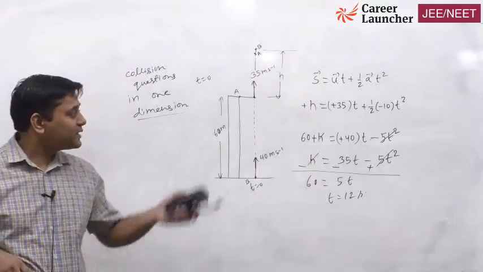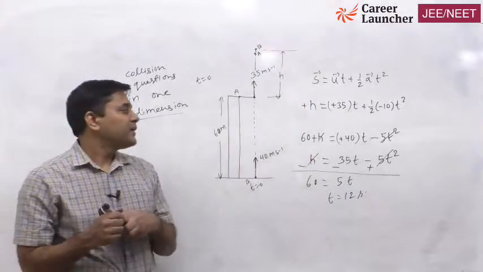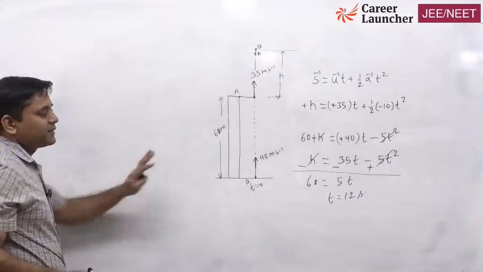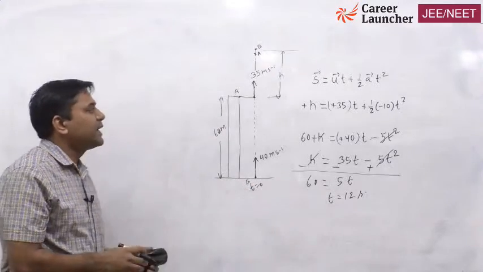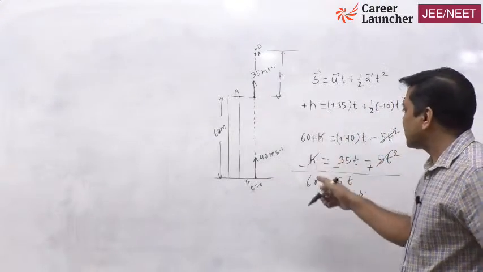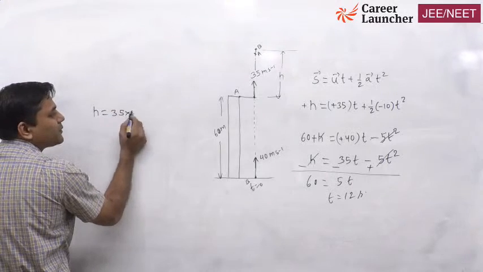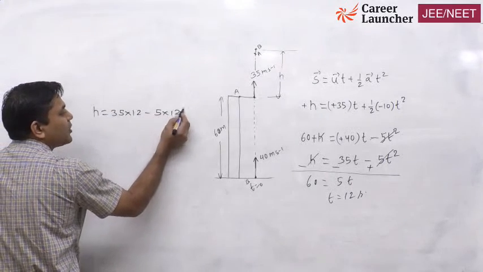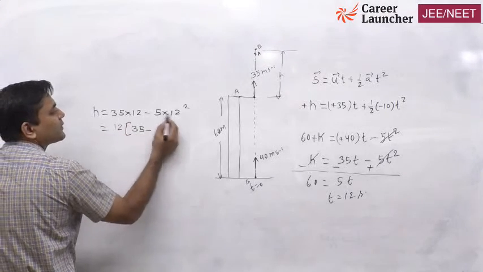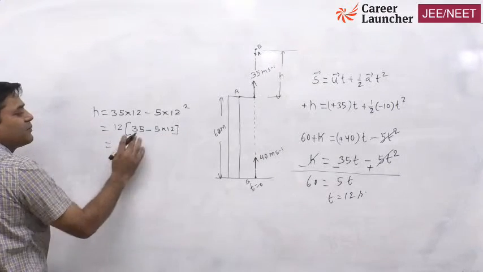And later we'll come to know that this kind of question can be solved mentally. But let me write everything initially. So here, if collision is at t equal to 12 seconds, and if you substitute this value 12 over here, you can see that H is coming out to be 35 into 12 minus 5 into 12 the whole square. 12 I am taking common. 60, it's coming out to be minus.